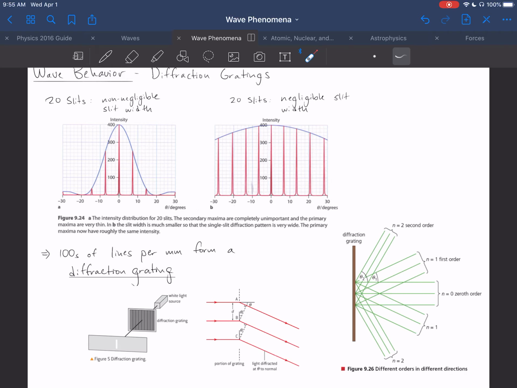If you have a non-negligible slit width, if that single slit pattern is still visible, you will still see it modulating the diffraction grating. But in most cases with a diffraction grating, we will assume a negligible slit width. The slits themselves are so narrow as to obscure any kind of single slit effect, which you can barely see in this graph here.